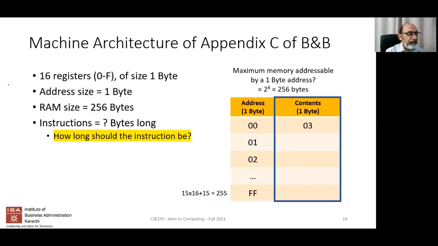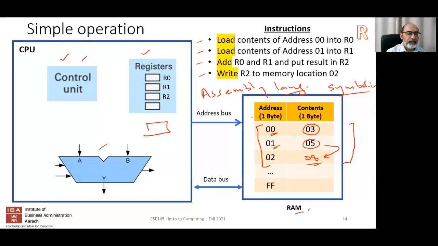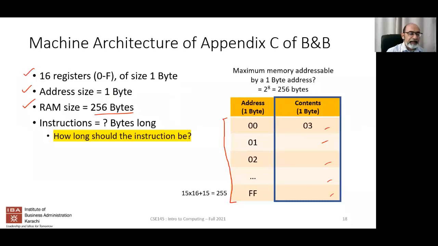Now, we've said there are 16 registers, the address size is 1 byte, and the maximum memory that you can address is 256 bytes. In other words, the memory will go from 0 to 255. There could be different contents in each one of those addresses. Now, in order to execute a program, somebody said that the actual program will be located in the actual memory. So these instructions will be located in the RAM itself. Let's try to understand that. If these instructions are located inside the memory, the first question is, what should be the structure of an instruction?